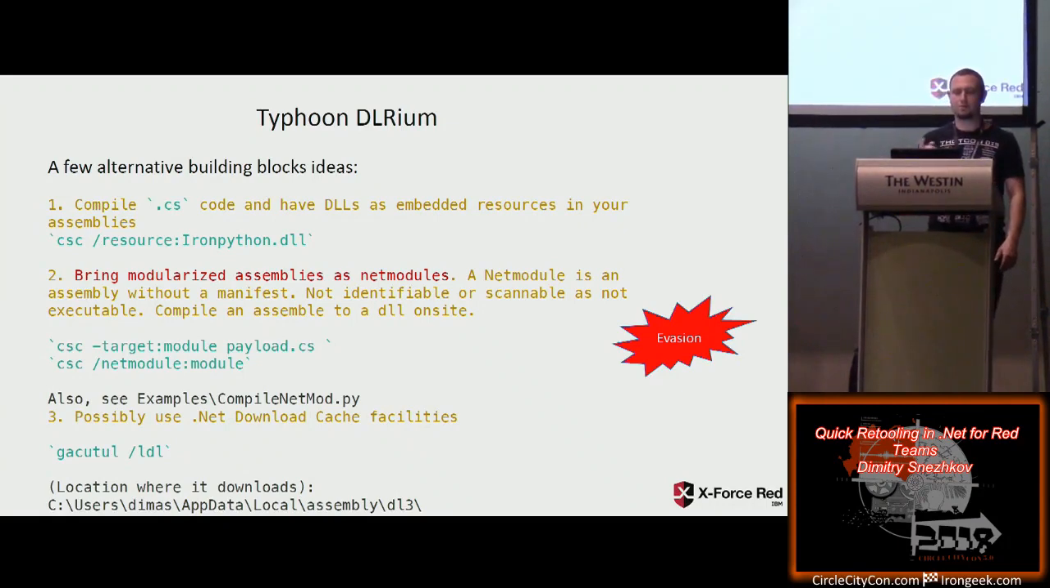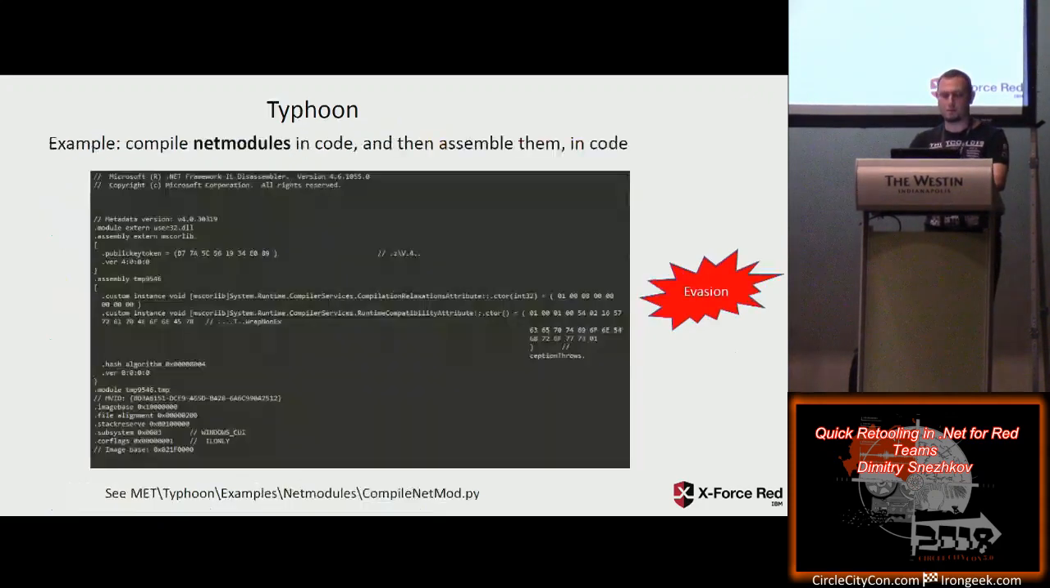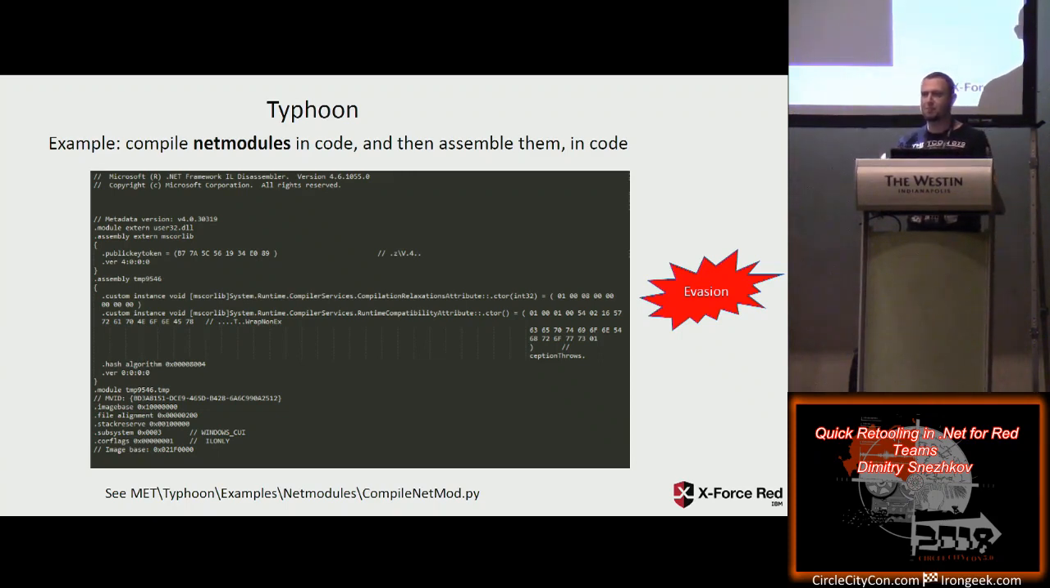You can actually use CSC itself to compile your Typhoon right on the system, if you choose to do so, and then you can link it to IronPython.dll, and you can actually bring code as .NET modules. So let's see what .NET modules are. In .NET assembly linking, there is this thing called a .NET module. A .NET module is an incomplete assembly that is not loadable and is not invocable.